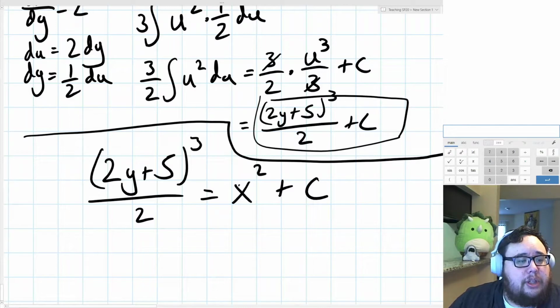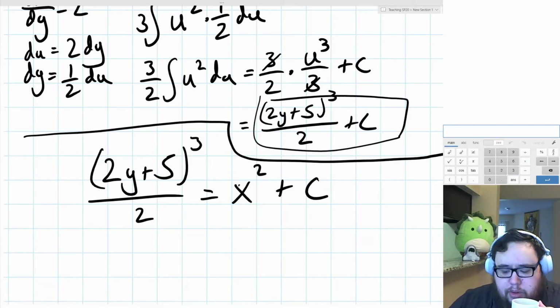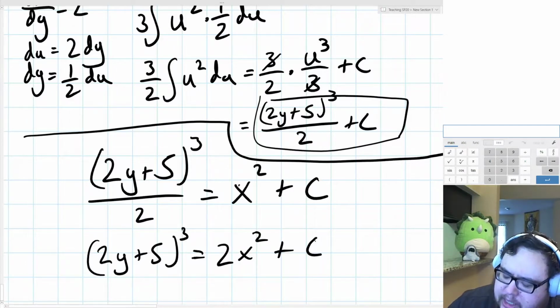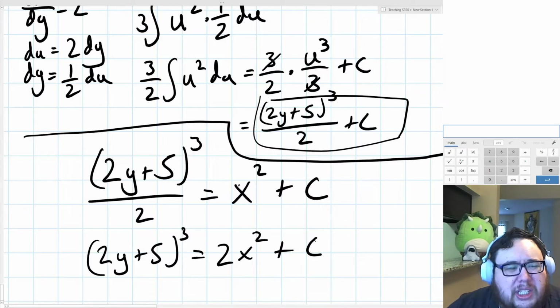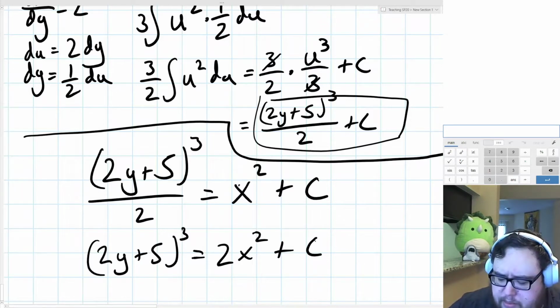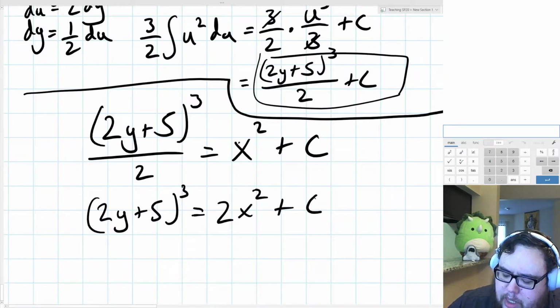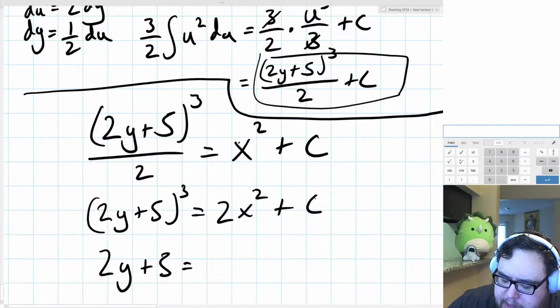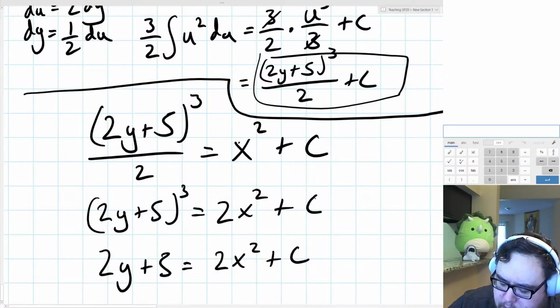Now the last thing we need to do here is actually just solve for y. So we could multiply both sides by 2 to get (2y plus 5) quantity cubed is equal to 2x squared plus c. Again, technically this is 2 times the old constant, but it's still a constant, so I'm just going to leave it. And then we are going to cube root both sides. 2y plus 5 is equal to the cube root of 2x squared plus c.